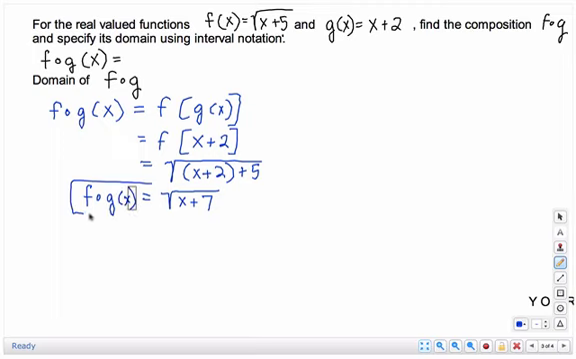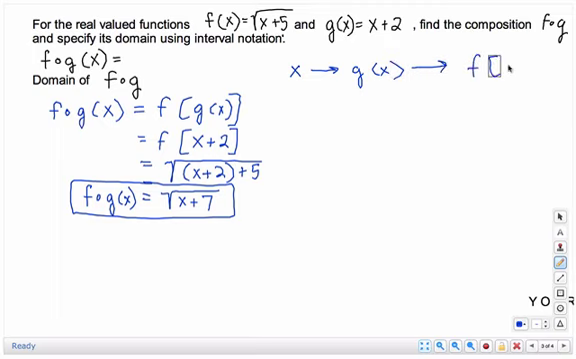That's the composition function. So now we get to the really difficult part, and we want to find the domain of f composited with g. So if we're going from x, we're plugging x into the g of x function, and then we're plugging that into the f function. So our final goal is to find the domain of f composited with g.